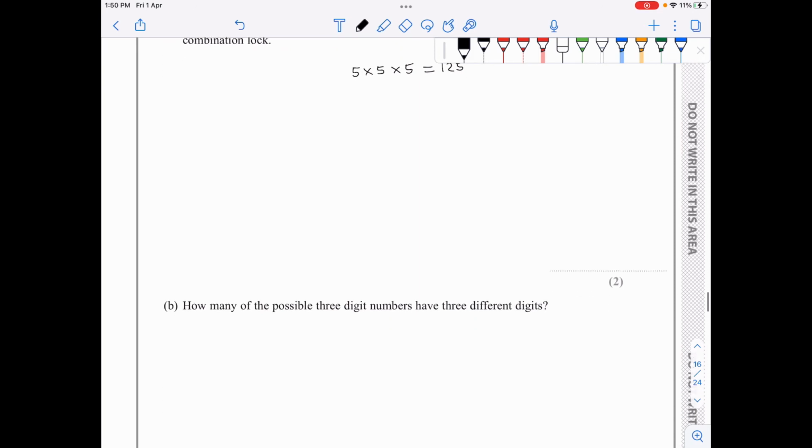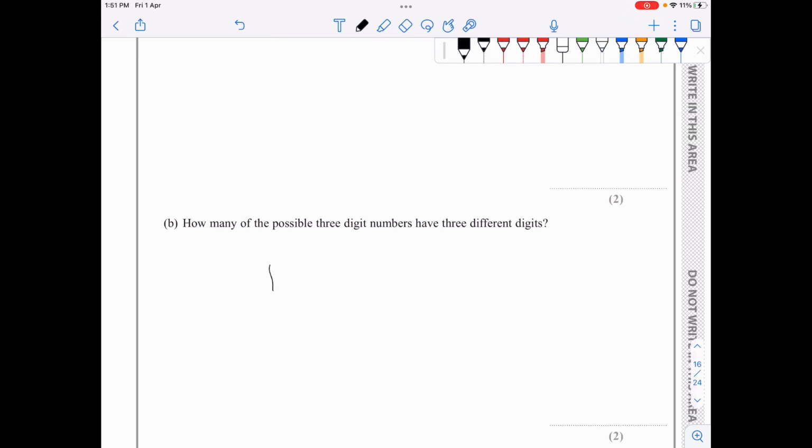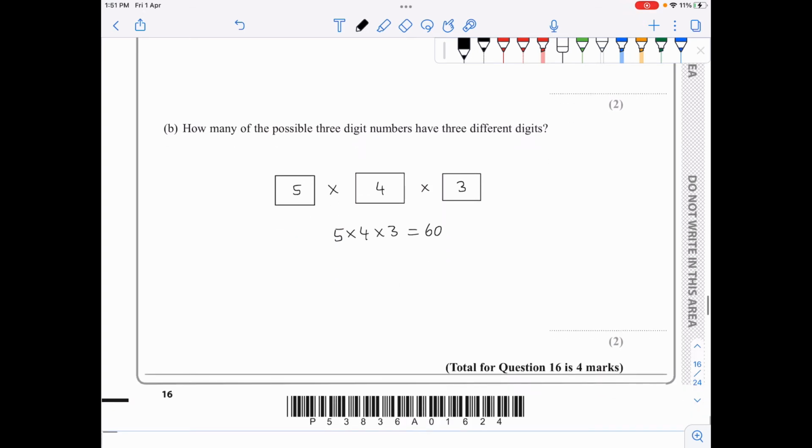In part B, we are asked to find how many of the possible 3-digit numbers have 3 different digits. So now I don't have the option of repeating a number. So if you think about it, for the first dial, I still have 5 options. But for the second one, I'm only left with 4 of them. And then for the third one, I've got a total of 3 options. So 5 times 4 is 20, times 3 is 60. So we've got 60 possibilities here, 60 different combinations.